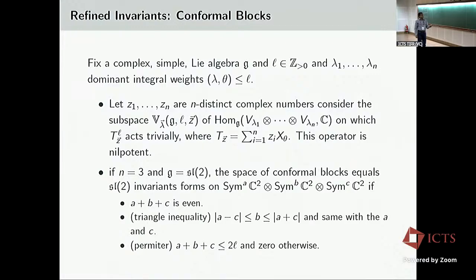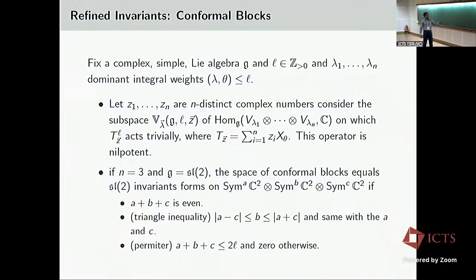This first condition is required for non-zeroness, the first two conditions. This is like the even condition, and this is called the triangle inequality for this invariant to exist. And this is the perimeter inequality. So this is the inequality that will determine the conformal blocks. If you have these two, the space of SL2 invariants is always dimension 1 or 0. So the conformal block is dimension 1 if this condition is satisfied and 0 otherwise.